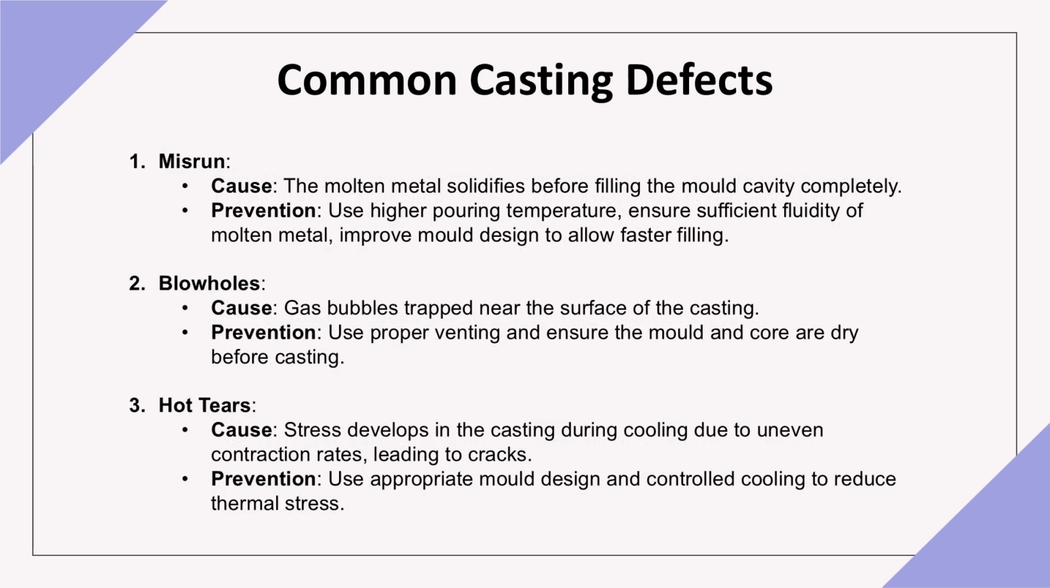Other defects include misrun. This happens when molten metal solidifies before filling the mold cavity. It can be prevented by ensuring higher pouring temperatures, better fluidity of molten metal, and improving mold design to allow faster filling.